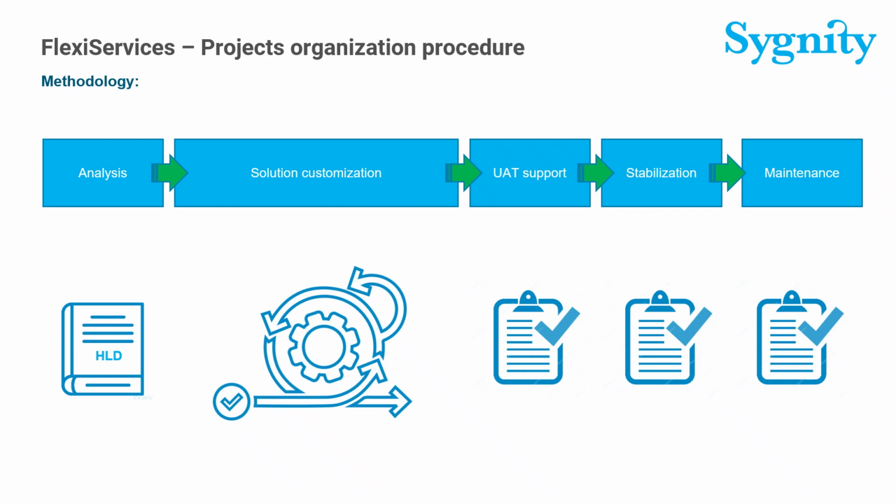Then we introduce Agile methodology. We work in Scrum. Sprints are usually 2 weeks, and we deliver parts of software via iterations, so the client can verify if the HLD agreements are what they wanted to be, and if we correctly understood each other. We support clients in the whole process, UAT phase, stabilization phase, and we offer maintenance as well.